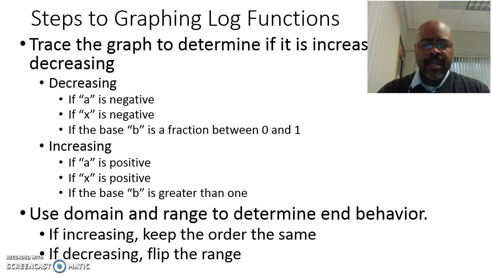So after you do that, then you can go ahead and do the domain and the range. Your domain and range help determine your end behavior. And your end behavior also is good for when you're looking at your graph, just to make sure that you're on the same page. But keep note of this. If you have an increasing graph, you keep the end behavior the same. Domain 1, domain 2, range 1, range 2. But if you have a decreasing graph, make sure you flip the range, okay?